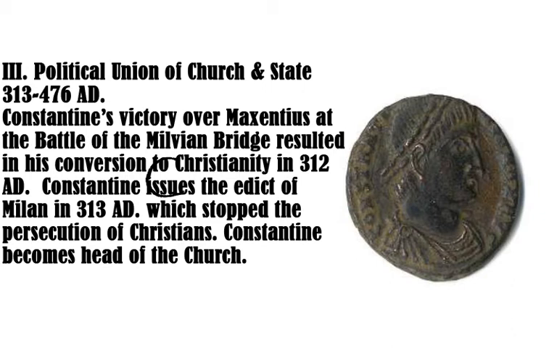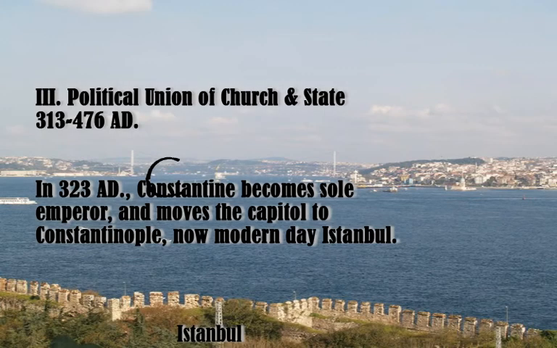Constantine issues the Edict of Milan in 313 A.D., which stopped the persecution of the Christians. Constantine the Great becomes the head of the church. And here is a coin with a picture of him on it. So we have the political union of the church and state with Constantine.